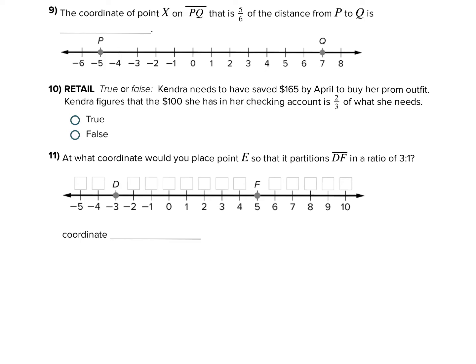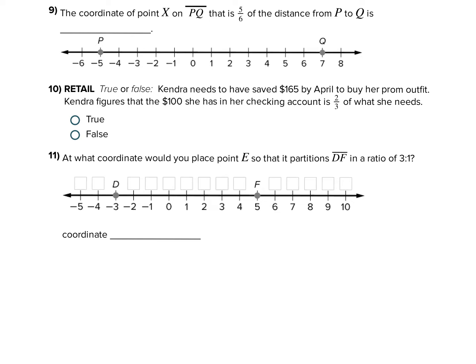Question 10 is asking us whether the following is true or false. So we have Kendra needs to have saved $165 by April to buy her prom outfit. Kendra figures that the $100 she has in her checking account is 2/3 of what she needs. Is that true or false?